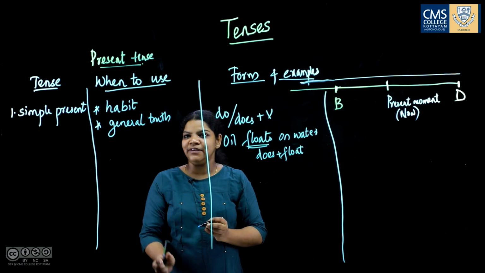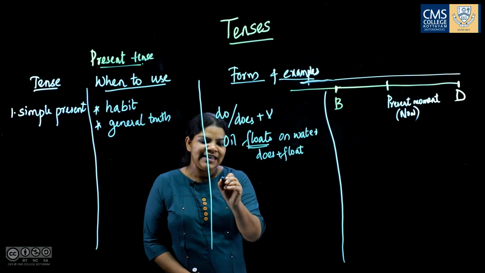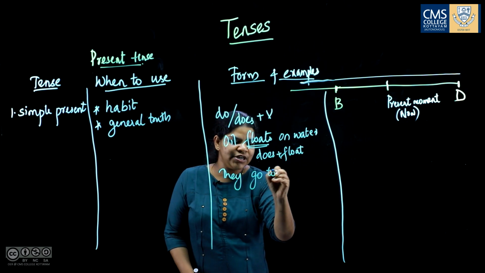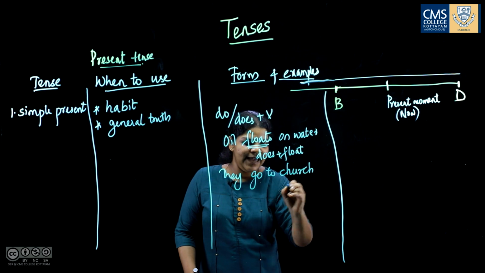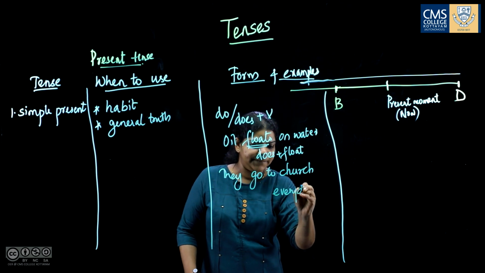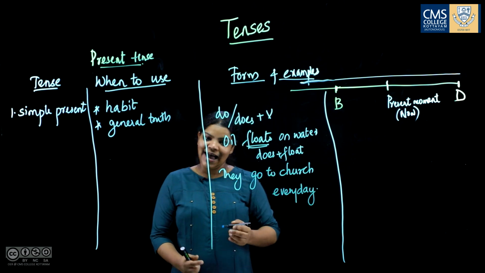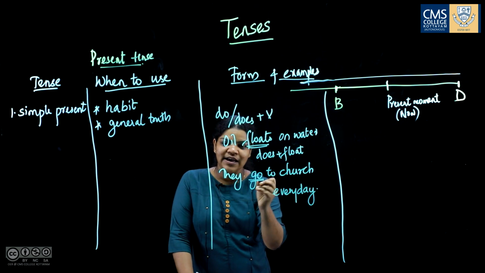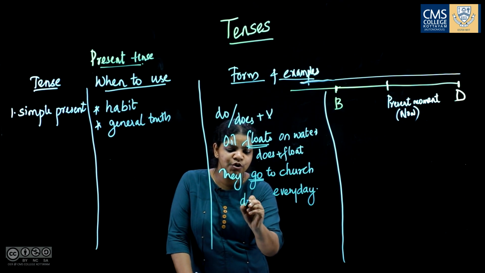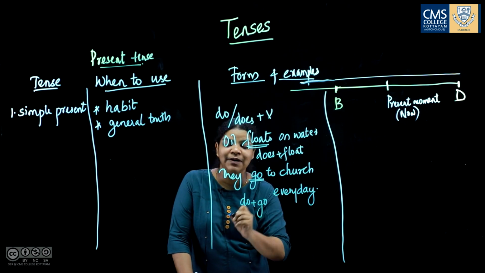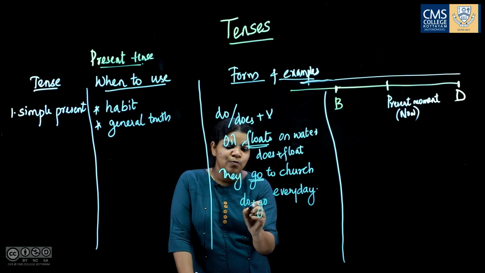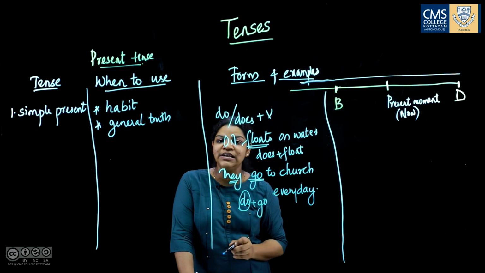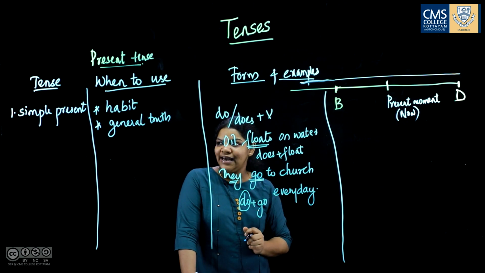Let's take another example for a habit. They go to church every day. Now this is a habit. They go to church every day. Now the verb here is go, and when you split it, it's a combination of do plus the basic form of the verb go. And why did we use do here? Because they is a plural pronoun. I hope that is clear.